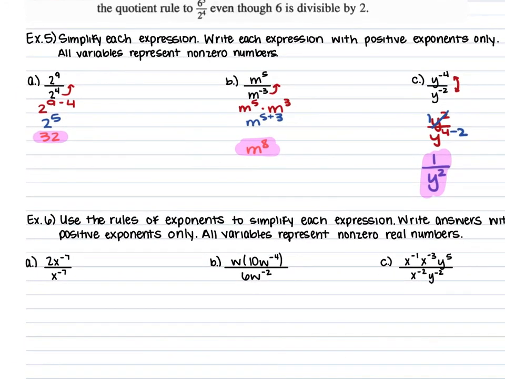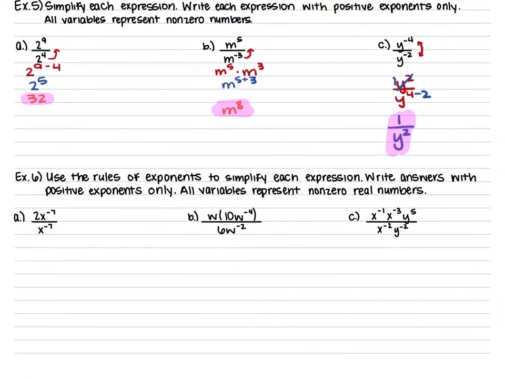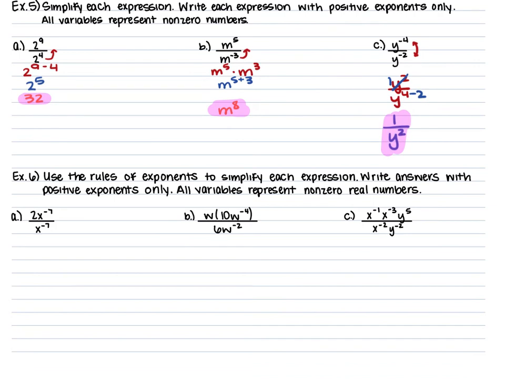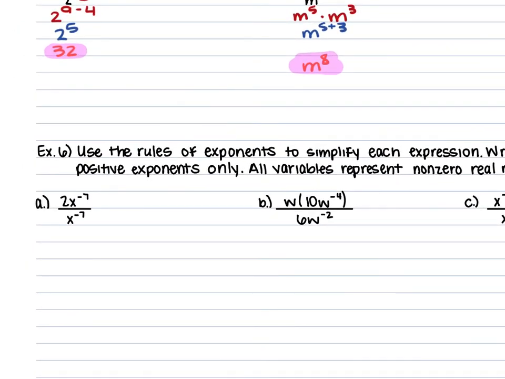For our last set of examples, we are using the rules of exponents to simplify each expression and writing answers using positive exponents only. For example A, we have 2x to the negative 7th power over x to the negative 7th power. We know that when a base is raised to a power is over itself, they cancel out, so we just have 2.